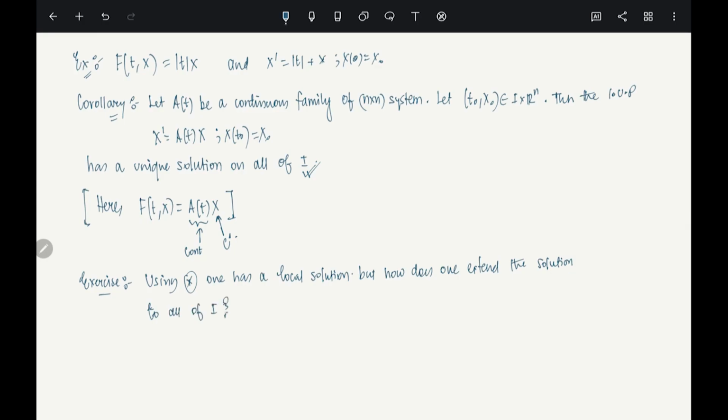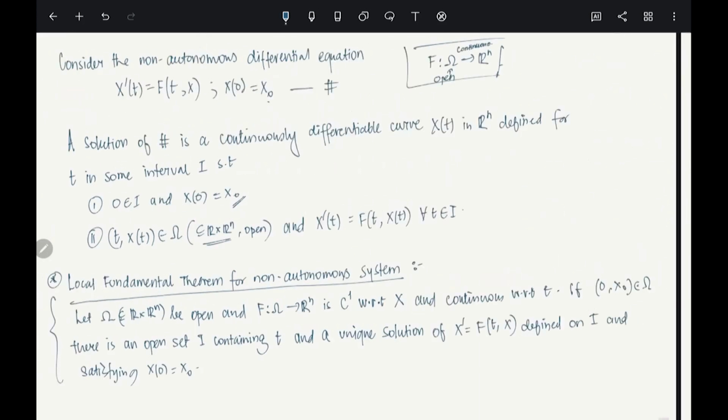What is I? I is where A of t is defined. So t is varying in I, right? What I am saying is this: wherever they are continuous. Let's say A is continuous in whatever interval I. In that same interval, everywhere there is a unique solution. It doesn't have to be local. This solution you can actually show is going to be global. Global means everywhere.